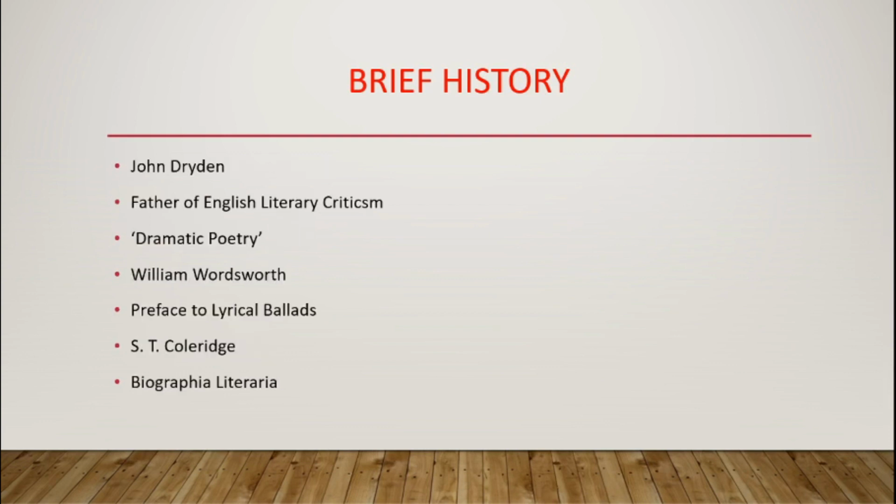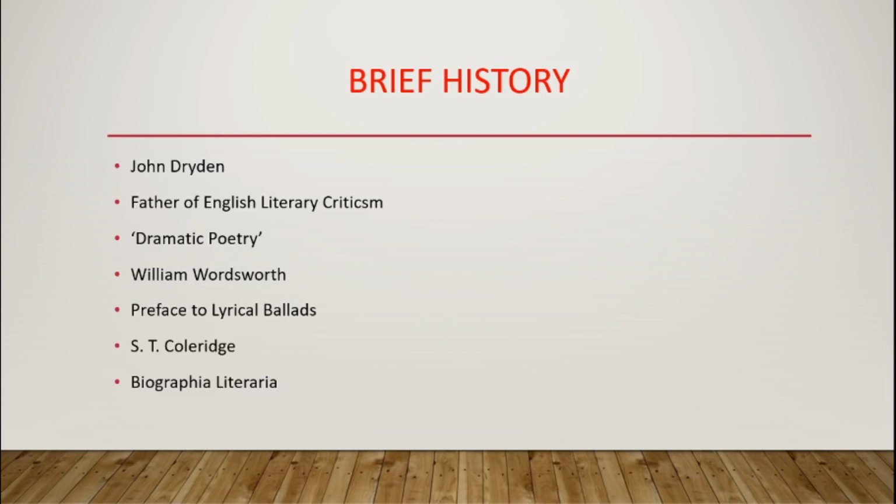The next, and actually he was declared the father of English literary criticism, was John Dryden. So John Dryden was a great poet. You know that he was born in the Restoration period. Actually, the Restoration period is also known as the period of Dryden. The Restoration period started after the end of the Elizabethan age, from 1660, and it lasted until 1700. After the death of John Dryden, the Restoration age ended.